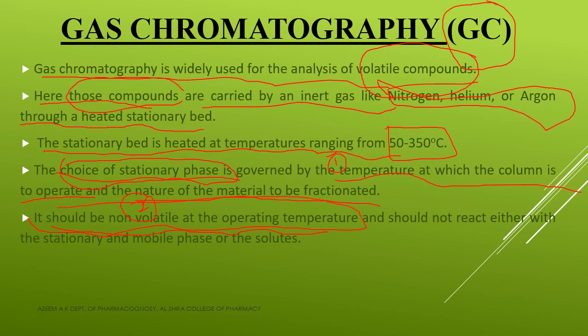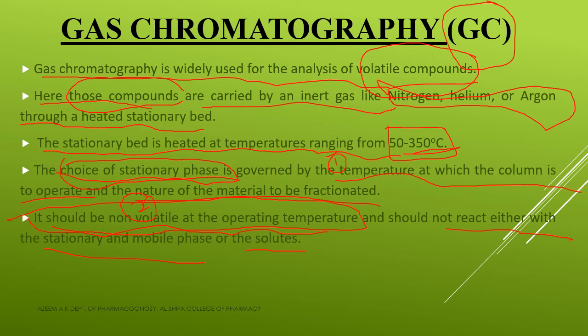So here the operating temperature, as we said at first, is 50 to 350 degrees Celsius. So at this temperature the stationary phase should be non-volatile. Clear? So the stationary phase should be non-volatile at the operating temperature, and it should not react with either the stationary phase or the mobile phase or even the solutes. It should not react with any of these.